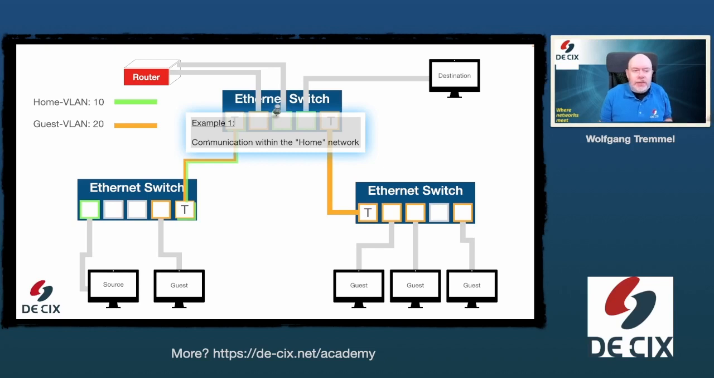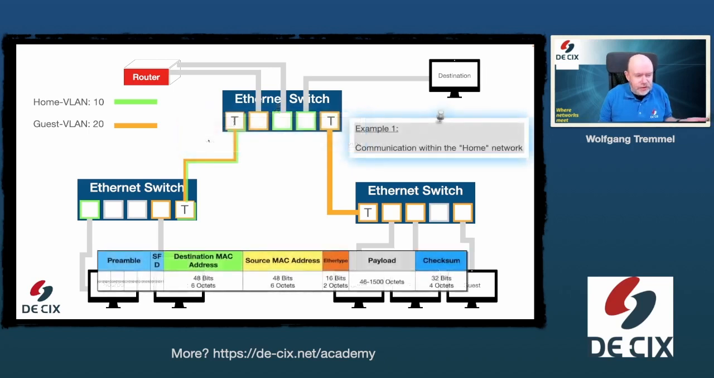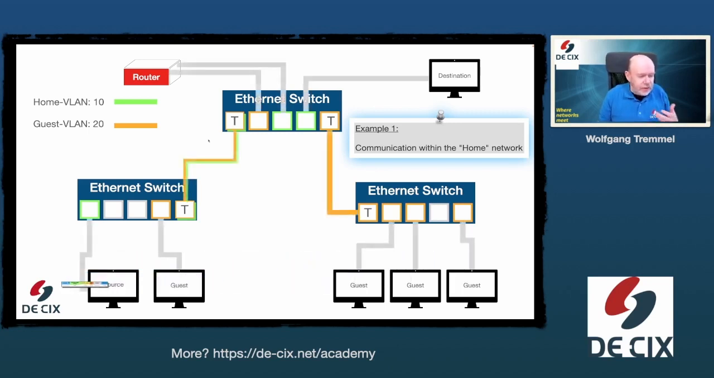Example number one is communication within the home network. So we have a device which sends out an Ethernet frame. A standard Ethernet frame gets sent out here by the device on the lower left and is received by the switch. The switch now adds the VLAN tag for the home network, VLAN number 10. Just making the frame green so you can see that.